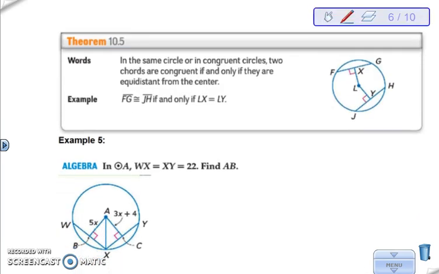Alright, so our last theorem. If the chords are the same length, then the two chords must be the same distance from the center of the circle. So when we see the right angles on two congruent chords, we know that the segments coming from the center must be the same size.